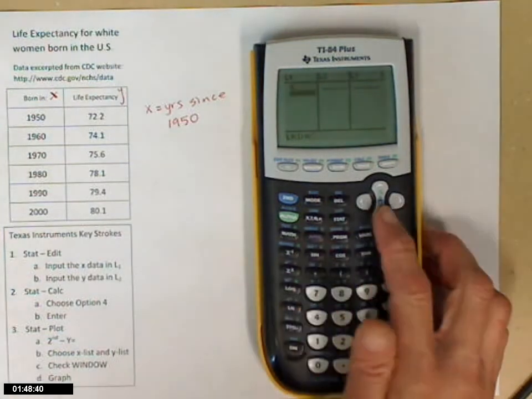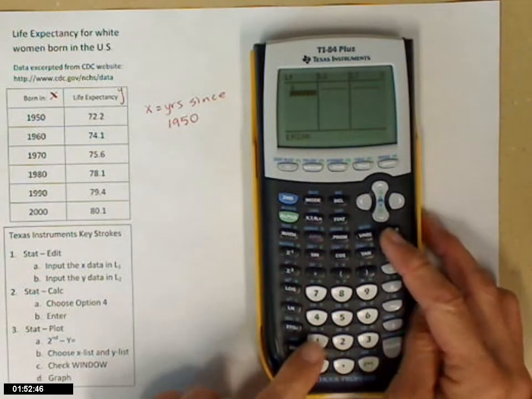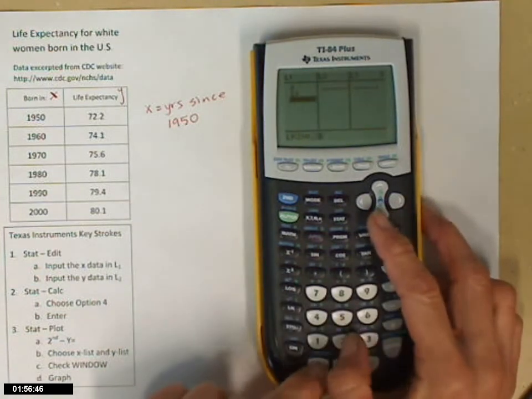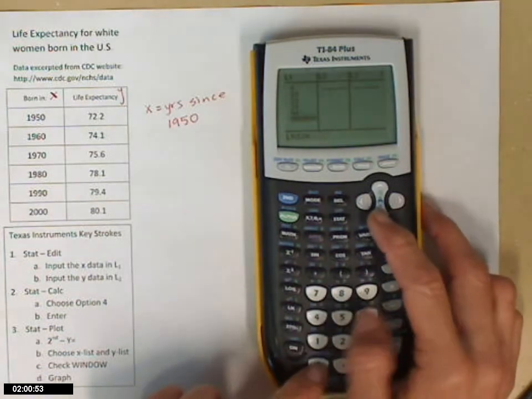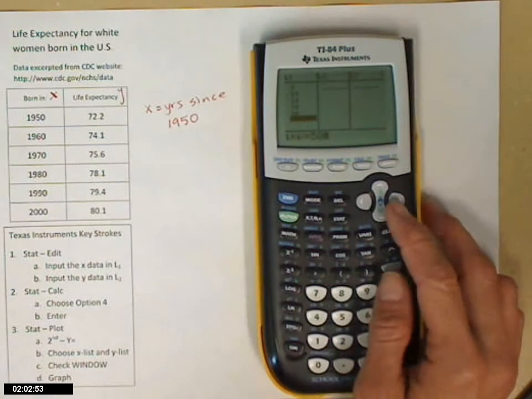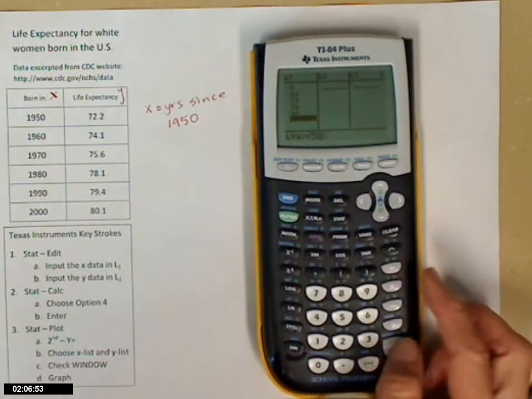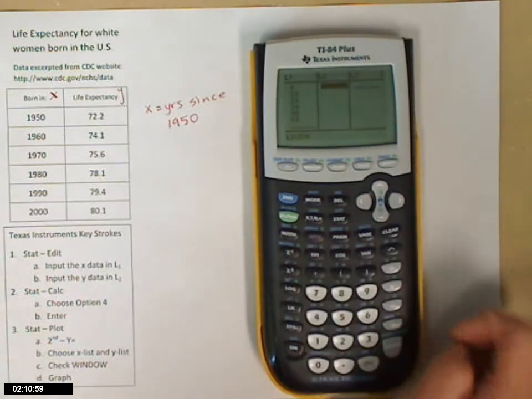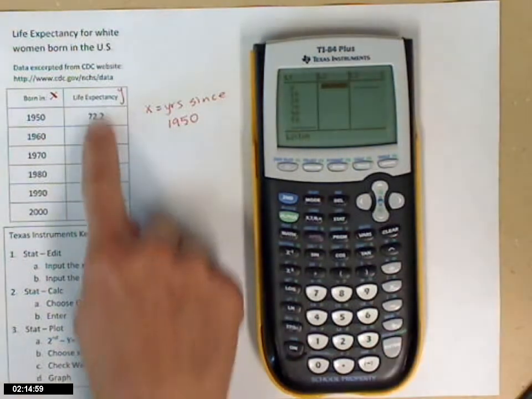So 0, and then you can use your down arrow or the Enter button to go to the next spot. 1960 is 10, 1970 is 20, then 30, 40 for 1990, and 2000 was 50 years after 1950. Now if I right arrow, it didn't do anything. So let me enter and then right arrow. There we go. Right arrow puts me into L2.